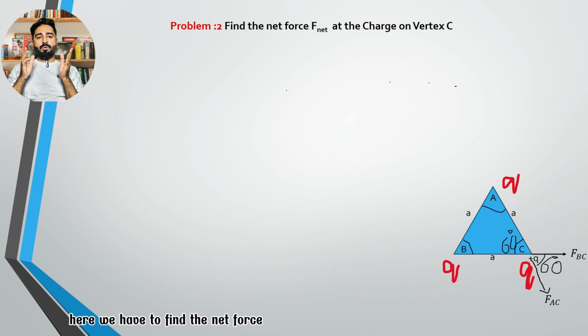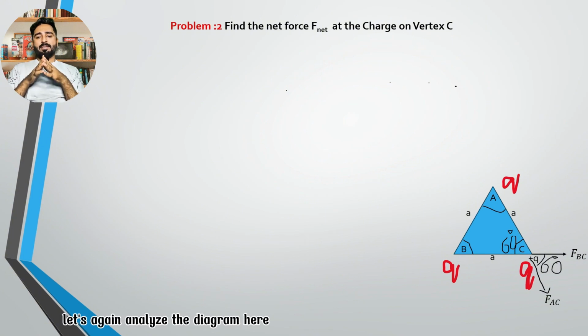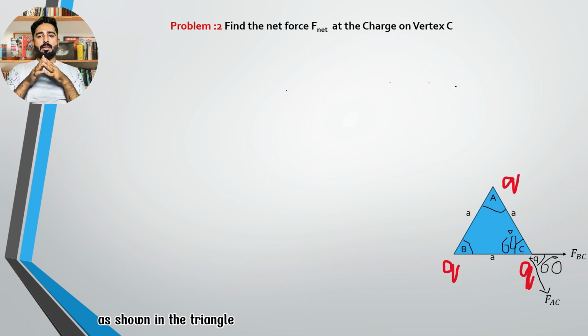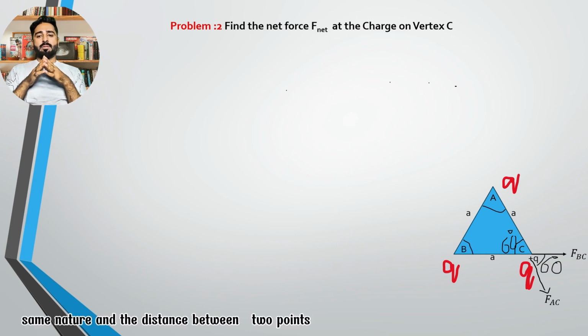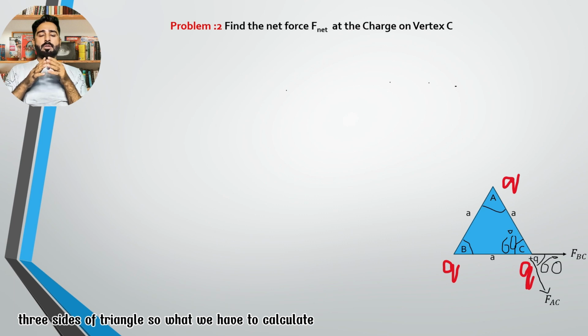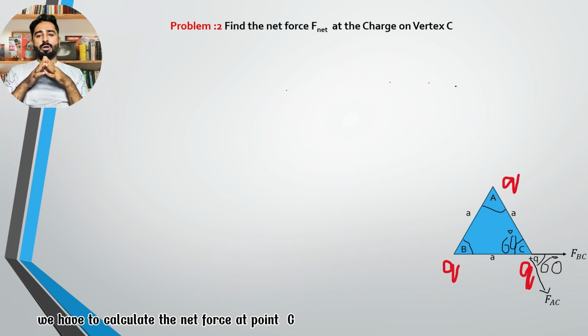Here, we have to find the net force F net at the charge on vertex C. Let's again analyze the diagram. Here, the given diagram is a triangle ABC, and three charges are oriented at its corners as shown in the triangle, and each charge has the same magnitude, same nature, and the distance between 2 point charges in this figure is A, which is similar along three sides of the triangle. So what we have to calculate? We have to calculate the net force at point C, vertex C.